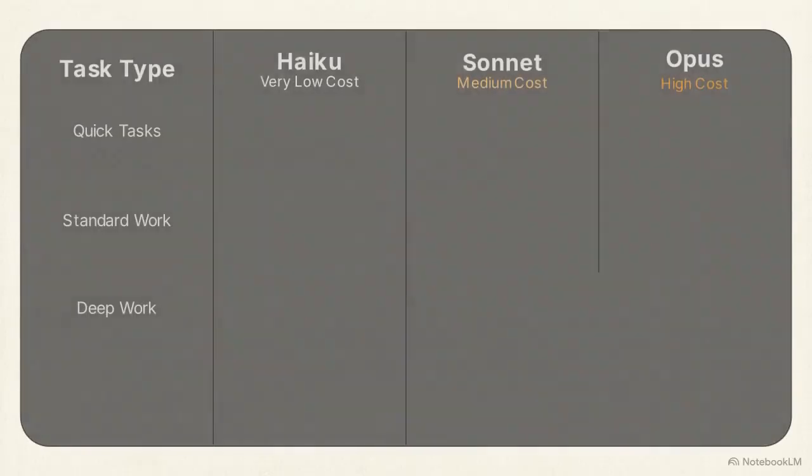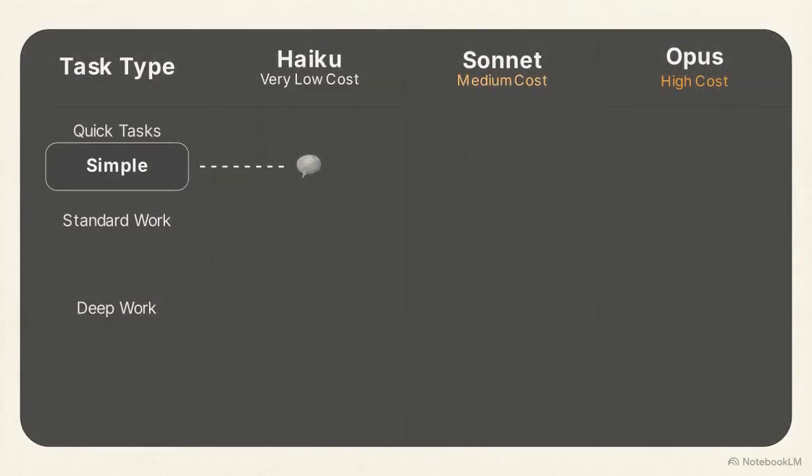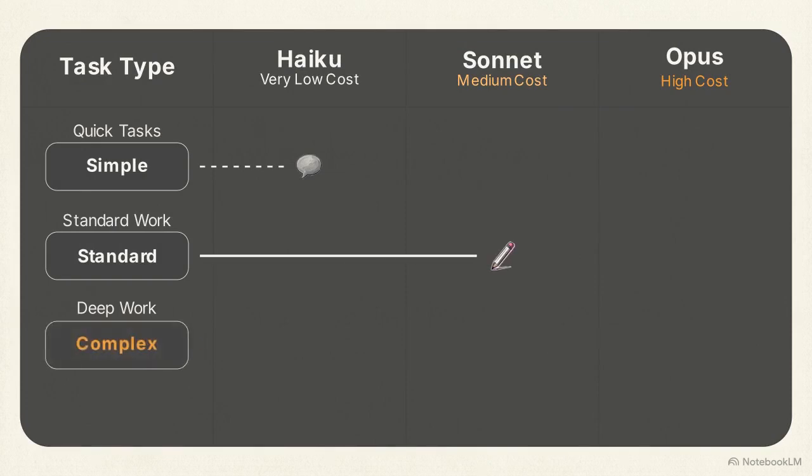This routing matrix breaks down the tier system. Reserve Sonnet for your standard work, like content writing and analysis. Only upgrade to Opus for deep work, such as long document reviews and complex logic.